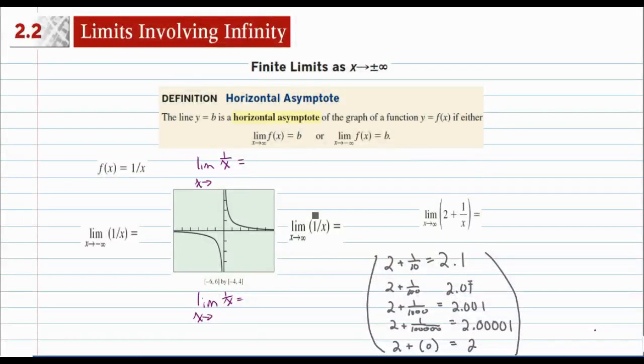This is the screencast for section 2.2, example 1. Finite limits as x approaches infinity. Infinity is infinite. Finite refers to the value that the y's are approaching.